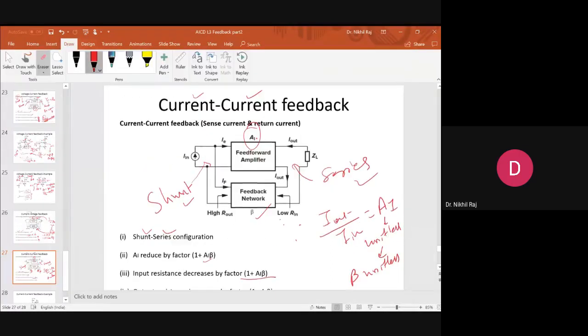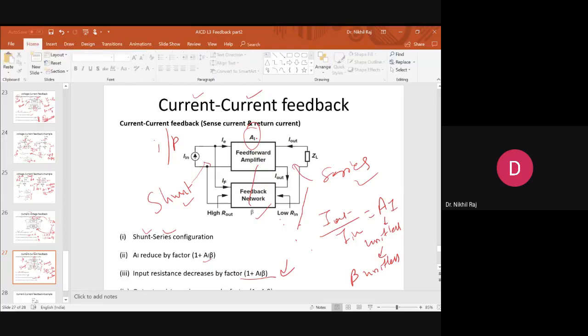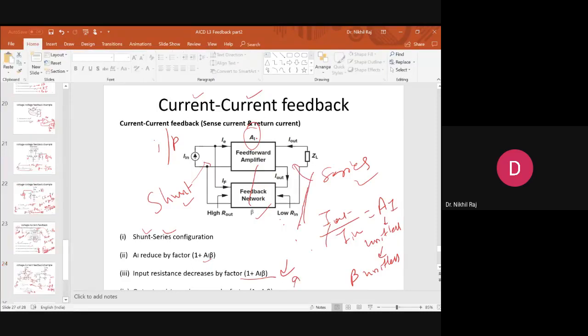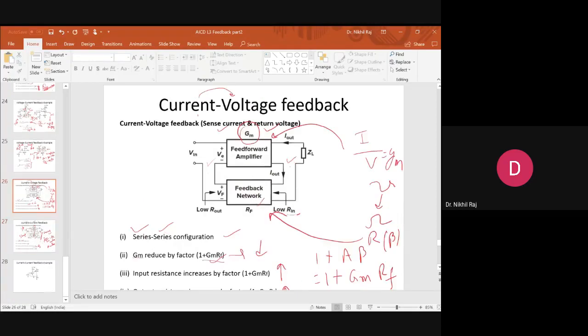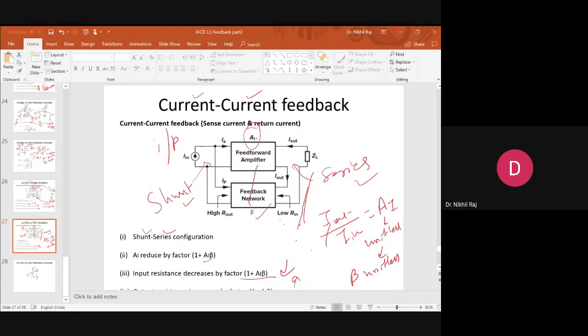So we are talking about input resistance. So what will happen to the input resistance? Since the input is having shunt configuration, at this side the effective resistance of the amplifier will decrease, and at the output there is a series configuration. So what will happen to the effective resistance? The effective resistance will increase. So this is your current feedback.